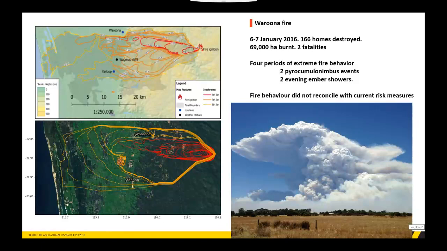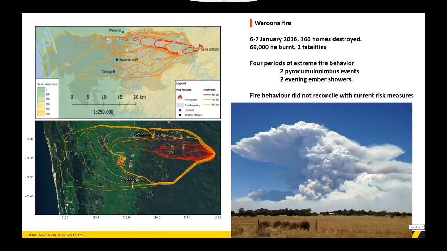And there were 2 evening ember showers. And the 2 evening ember showers happened when you'd normally expect fire activity to decrease in the evening. The first night, the town of Waroona was impacted with significant community impacts. And on the second night, the town of Yarloop was impacted, both in the evenings.